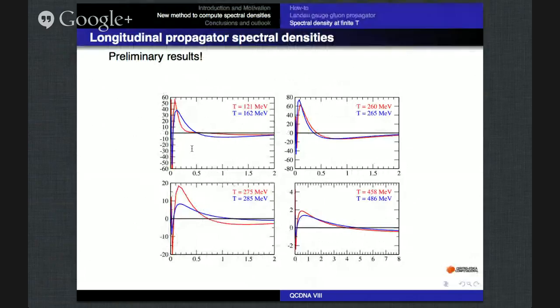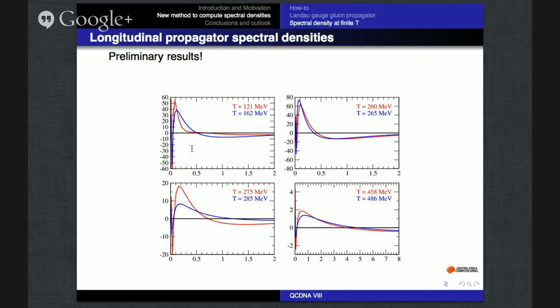Because this is just below the deconfinement phase transition and just above, you cannot say anything about the phase transition using these results. But we are analyzing this and we'll report soon.